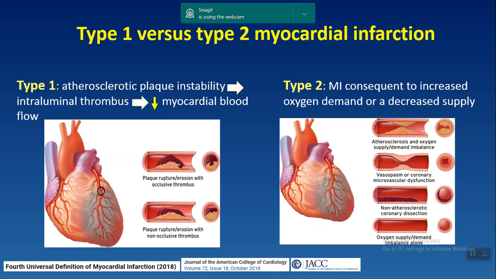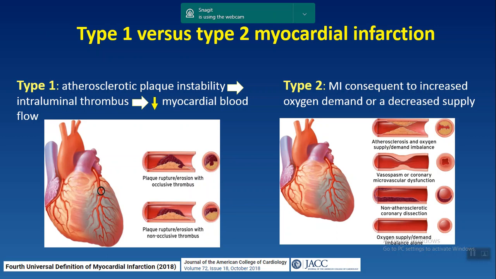Sometimes patients with stable coronary artery disease may present with myocardial infarction that is not related to plaque instability, but is related to increased myocardial oxygen demand. Sometimes there are other causes of decreased myocardial oxygen supply rather than plaque instability, for example, coronary vasospasm, coronary microvascular dysfunction, or non-atherosclerotic coronary dissection, which might cause a decrease in the coronary blood flow. So type 2 myocardial infarction is not related to atherosclerotic plaque instability.